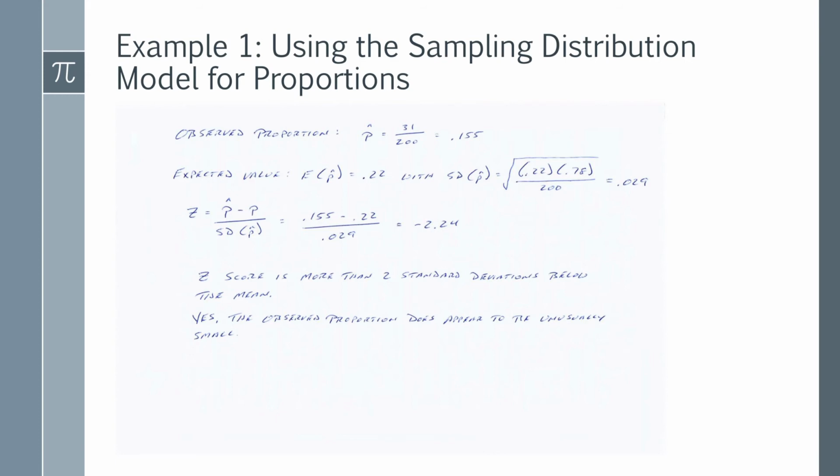Remember, the farther you are away from the center of your normal distribution, the more unusual your data point is. So we are more than 2 standard deviations below the mean, so it would appear that our data is unusually small.